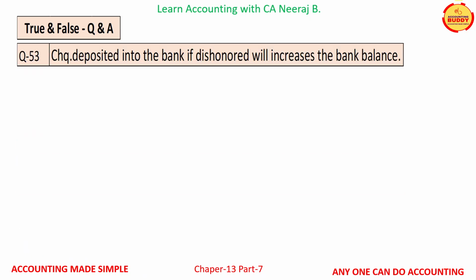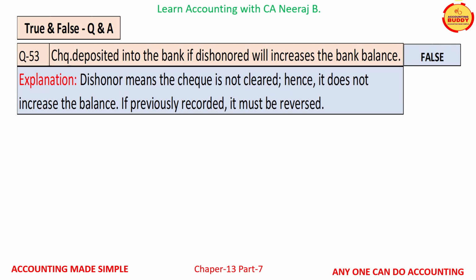Question number 53: a check deposited into the bank, if dishonored, will increase the bank balance. This is a false statement. Dishonored check means it is not cleared. Hence, it does not increase the balance. If previously recorded, it must be reversed.